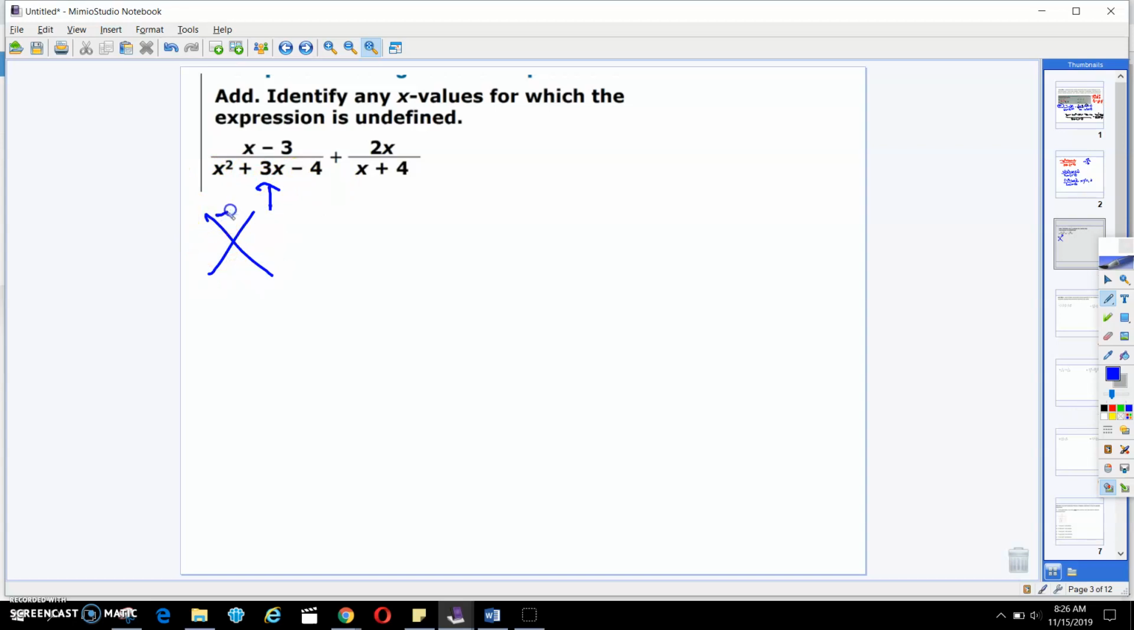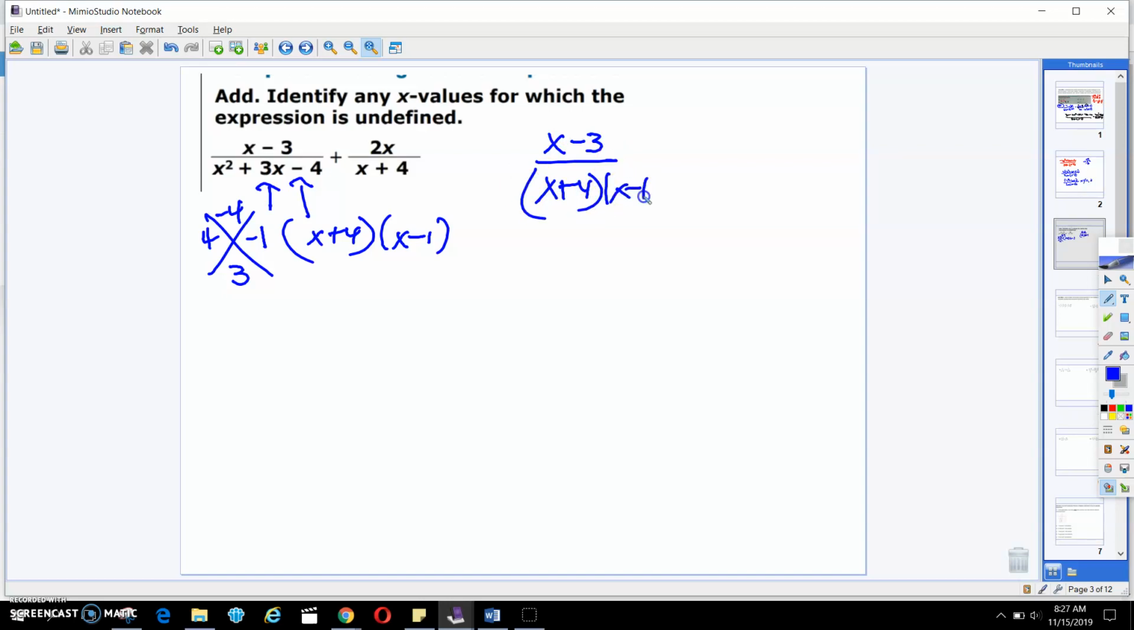So A times C is going to give you negative 4. B is going to give you 3. What two numbers will make that happen? 4 and negative 1. Yep. So this will be rewritten as x plus 4 times x minus 1. So I'm going to rewrite this whole problem, and then I'm going to multiply. So this will give me x minus 3 over x plus 4 times x minus 1 plus 2x over x plus 4. All right, cool.